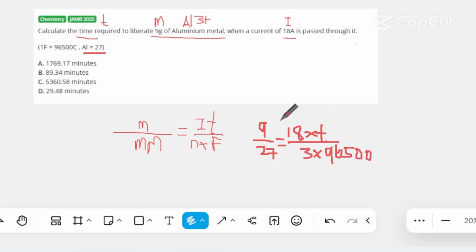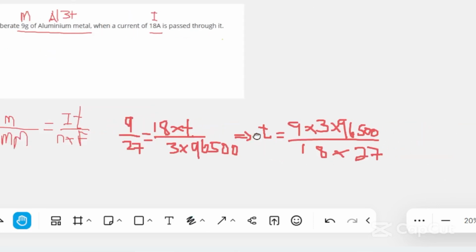So this is how you are going to solve that question, and what you are looking for is T. If you make T the subject of the formula, T will be equal to, by the time you cross multiply, 9 times 3 times 96500, all over 18 times 27. So that is how you get your answer.